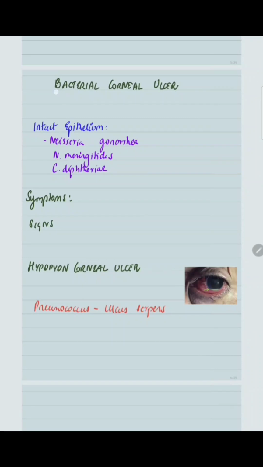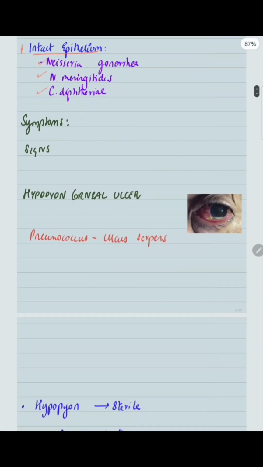Now coming to bacterial corneal ulcer. Bacteria that can invade intact epithelium are Neisseria gonorrhoeae, Neisseria meningitidis and Corynebacterium diphtheriae. Symptoms of bacterial corneal ulcer include pain, foreign body sensation, watering, photophobia and redness. Signs include swelling of lids and blepharospasm.